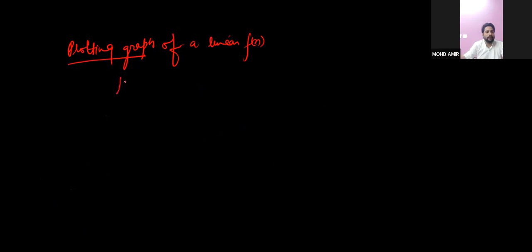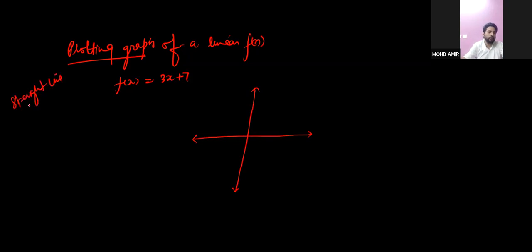So there is a function f(x) = 3x + 7, and we have to plot the graph of it. There are basically two easy ways in which we can plot it. We know that the graph will be a straight line. For a line we just need 2 points. If we find 2 points on the line, we can draw a line through these 2 points.